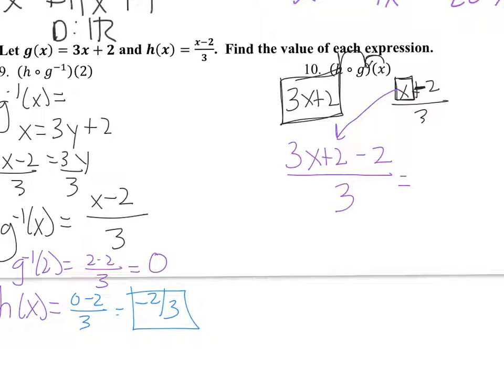Now I simplify. I simplify the top. These two cancel each other out. And I have 3x over 3, which is just equal to x. If you didn't notice right from the beginning, when we found the inverse function of g, that was the same thing as the function of h. So these two are actually inverses. And remember, when you plug something into the inverse and then the original, it should end up being the original thing you plugged in.